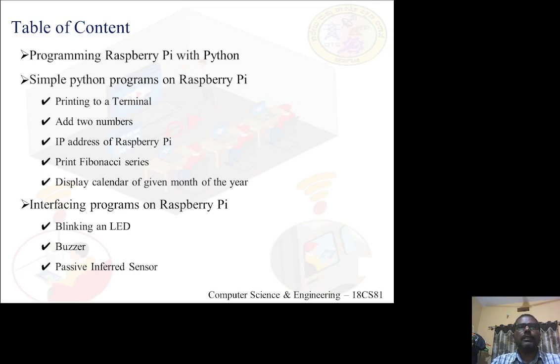Later, let us see some interfacing programs on Raspberry Pi. We'll see how we can interface some external devices, say an LED, light emitting diode, say a buzzer, and a passive infrared sensor, which is a motion sensor, to Raspberry Pi computer.